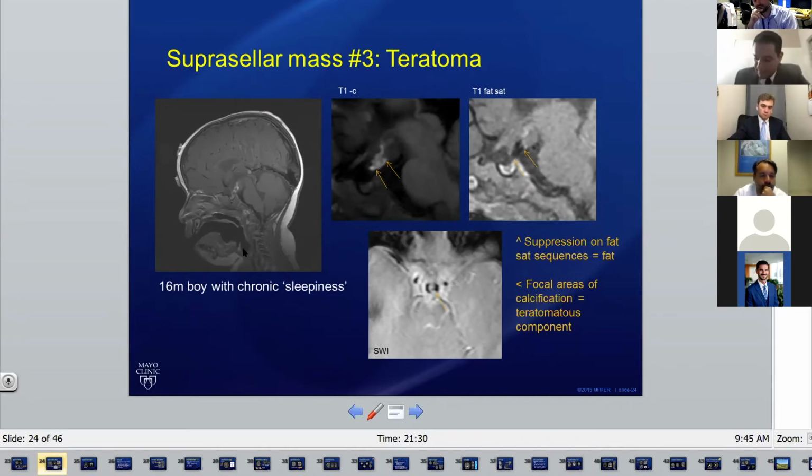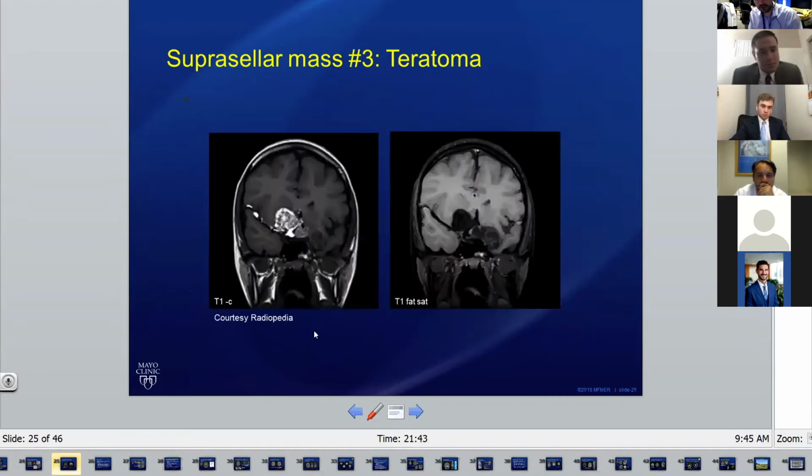Under other circumstances, if this child were older, for instance, you could look at this area of calcification on susceptibility weighted image and say, oh, this is a calcified suprasellar mass, but the age is all wrong and there's fat in this tumor. So this is a teratoma. I lifted this image from Radiopaedia because it was such a good example. In this image, the teratoma is mostly composed of fat. You can see all of this very bright T1 hyperintensity here, all of which suppresses on fat sat imaging. This is an excellent example of a teratoma.